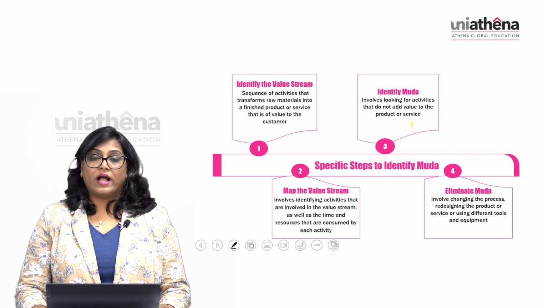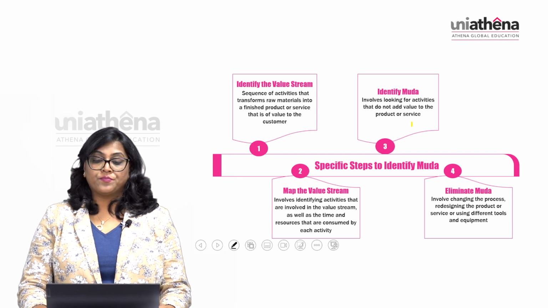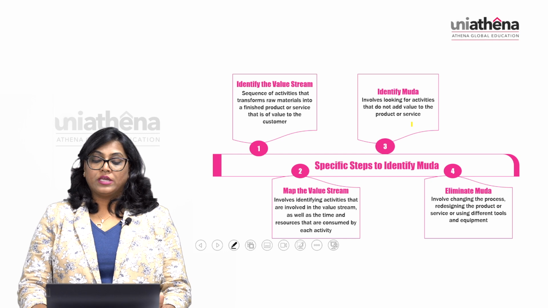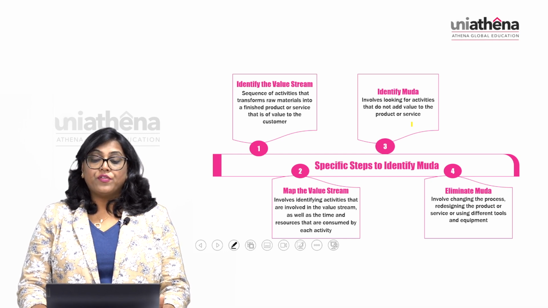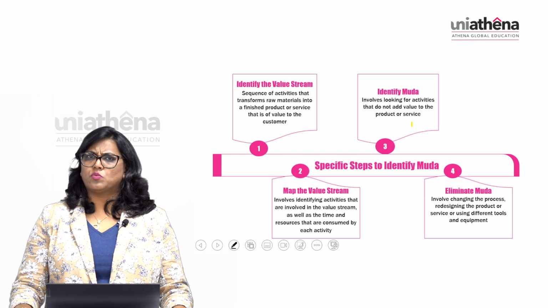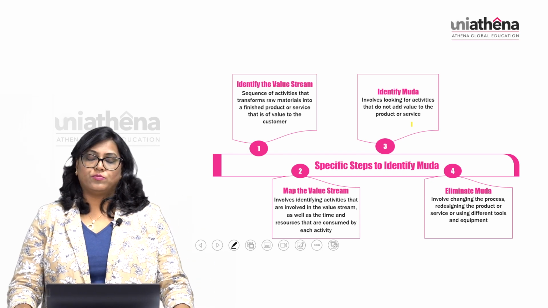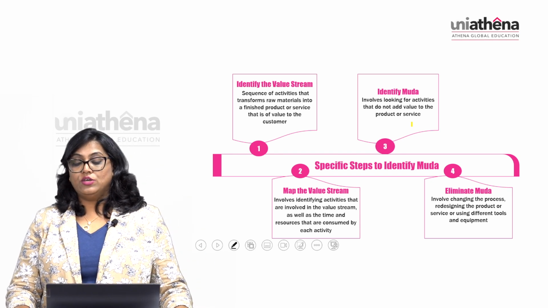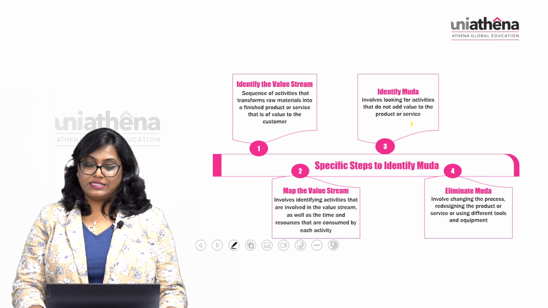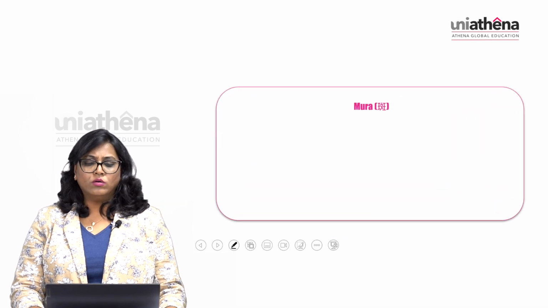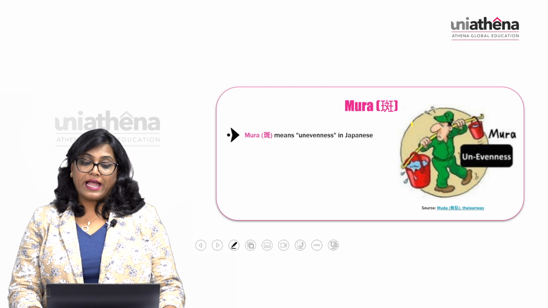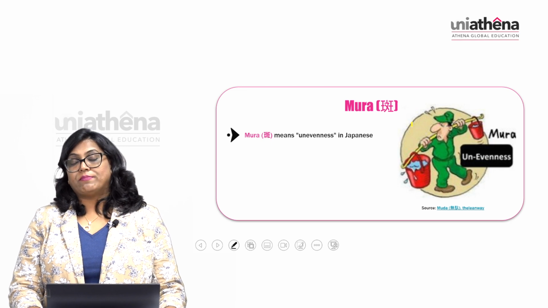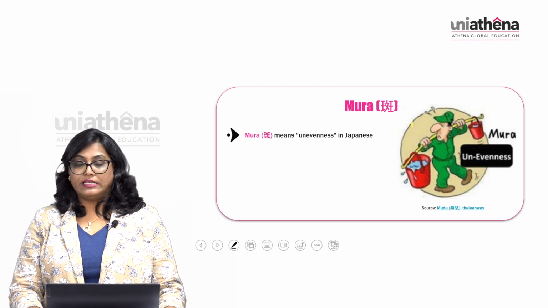So first, you identify that set of activities. Second, you try to map the activity in a way to understand what are the resources and how is the time used. Third, you look for activities wherein it does not add any value to the product or service. Finally, you involve yourself in eliminating the waste. That's for Muda. Moving ahead, we're looking at Mura, which again is from the Japanese term that refers to unevenness.